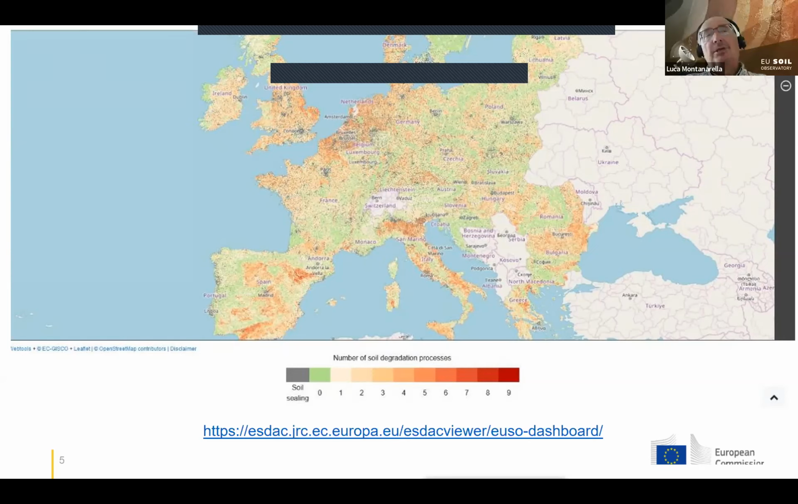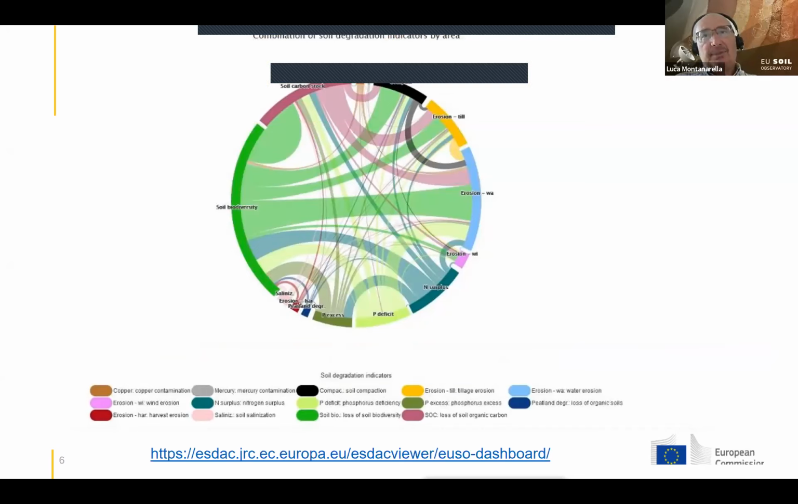And as you see, this is usually coinciding with areas which are densely populated, because obviously soil degradation is connected with anthropogenic pressure on soils. Now, a quite important aspect of all this is, first of all, the selection of indicators. This is a topic which I think is coming back again and again.